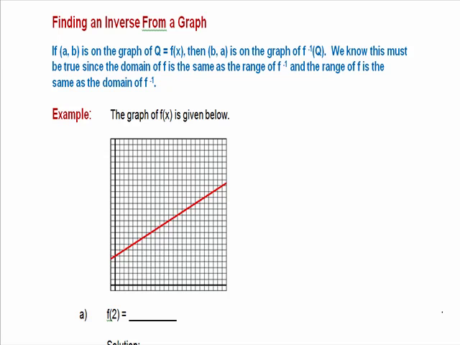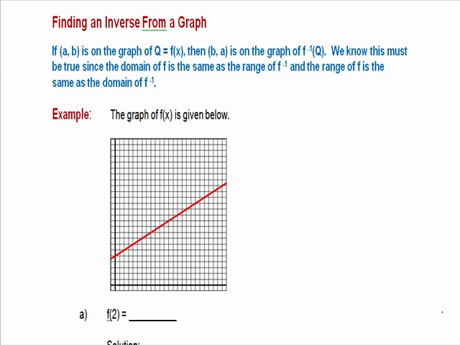Suppose we wanted to do one more step. Suppose we wanted to find the inverse from a graph. So suppose I give you a graph and I'd like you to graph the inverse function. Well, there's a couple of ways that we can actually do this. The first way is we could take a group of points and just re-graph the points.